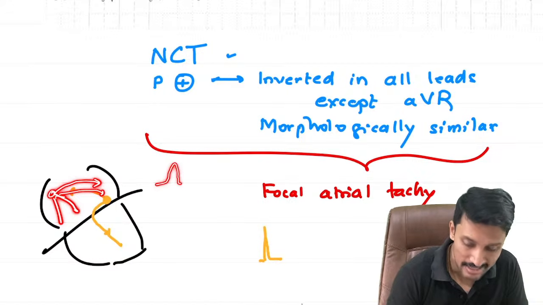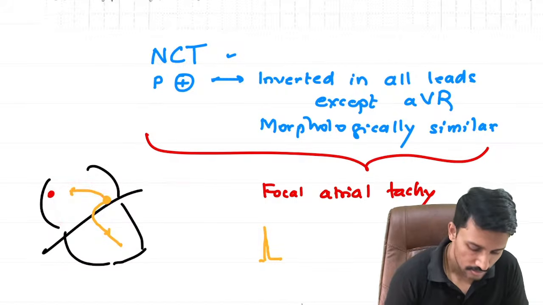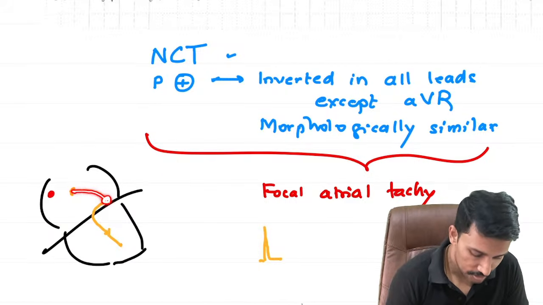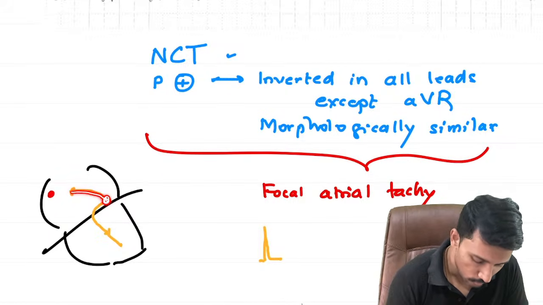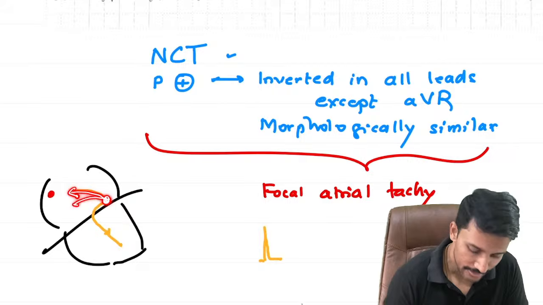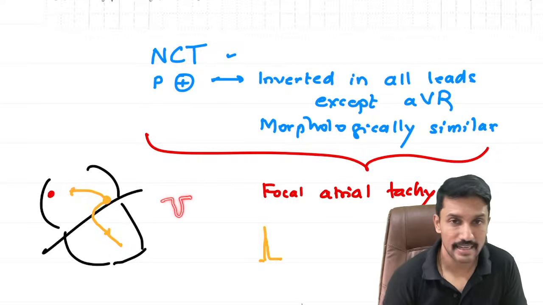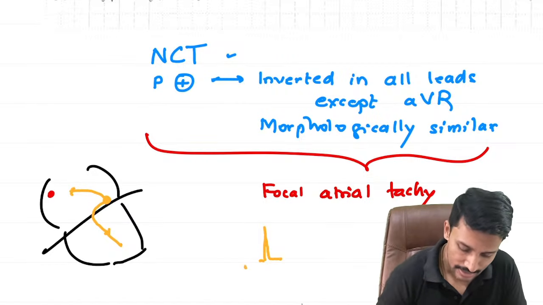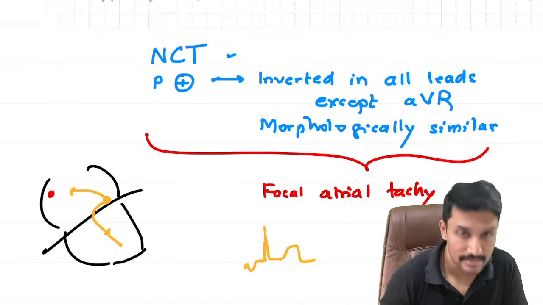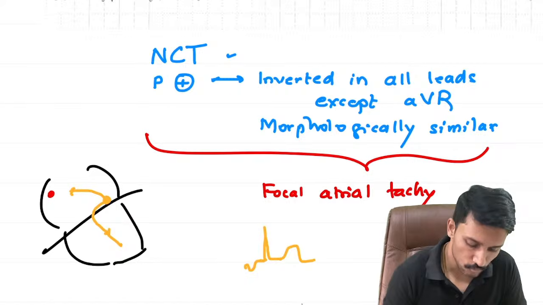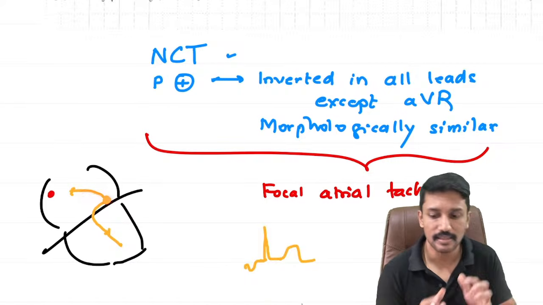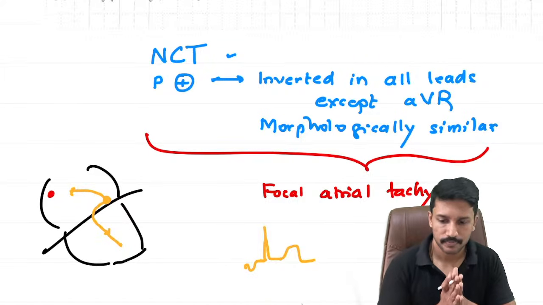That gives me the upright P waves. But here it is in the opposite direction, right? From down to upwards and from left to right. So instead of giving me positive P waves, I'll start getting negative P waves, right? That's why I had negative P waves in the ECG. So that means there is one extra focus which is generating the arrhythmia here.